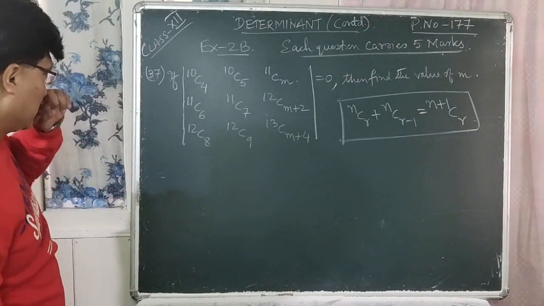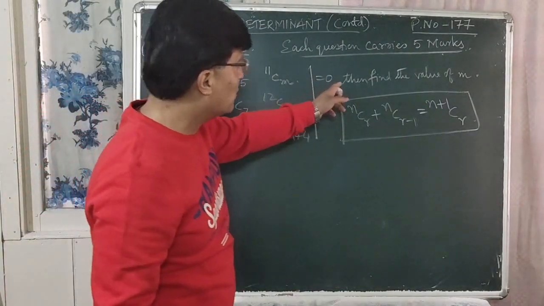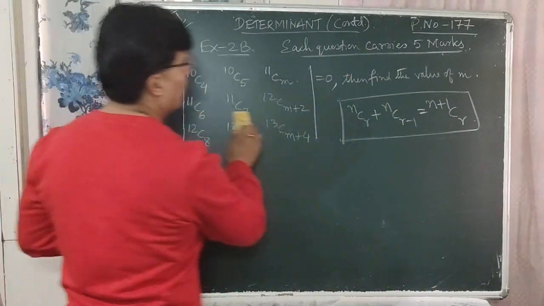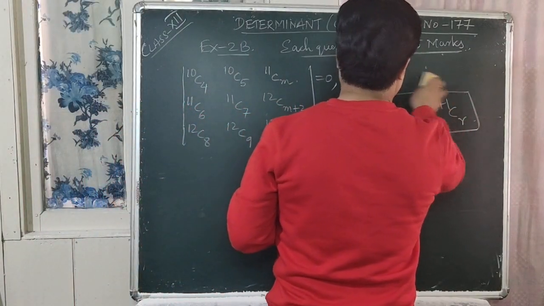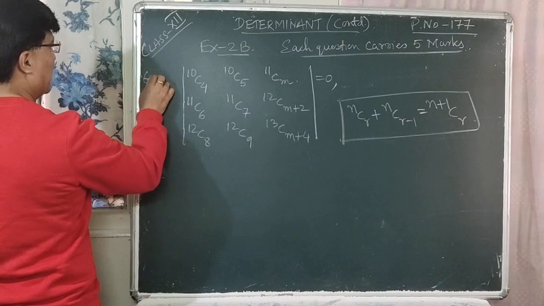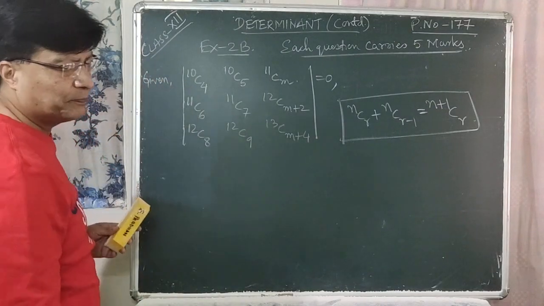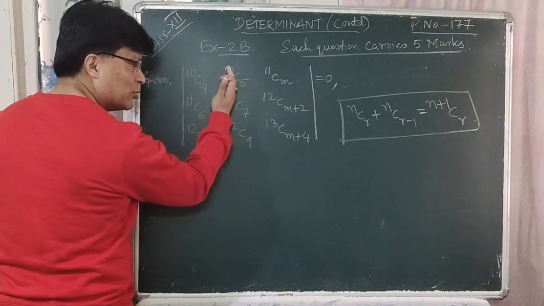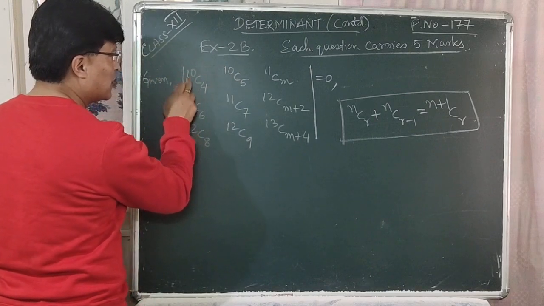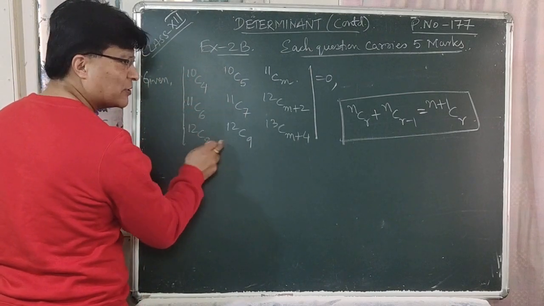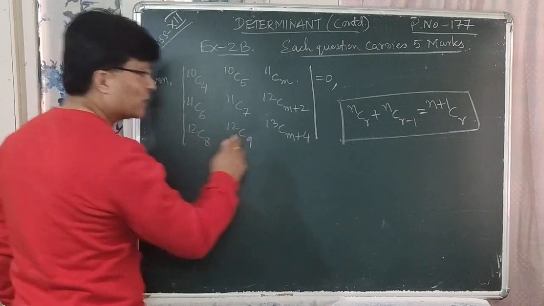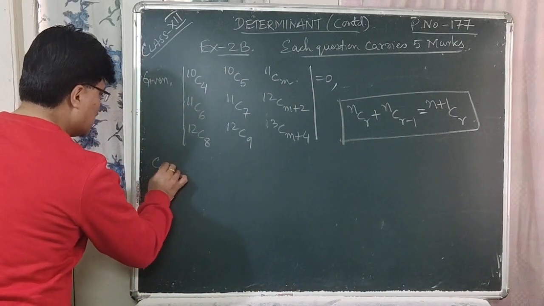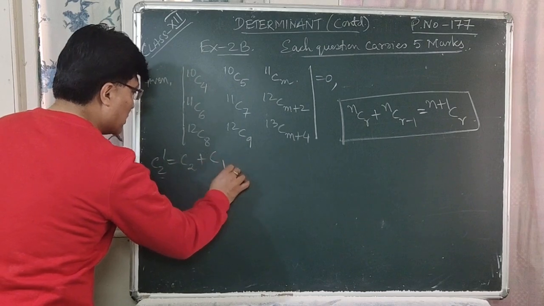So what is given here? If this determinant is equal to 0, then find the value for n, right? So this is given, let us write down this given. So this is your given, right? So what will you do here is, let us use the properties of determinant. If you write C2 dash is equal to C2 plus C1, it will be 10C5 plus 10C4, 11C7 plus 11C6, 12C9 plus 12C8, so that you can use this formula. Okay? Now, let us write down C2 dash is equal to C2 plus C1.